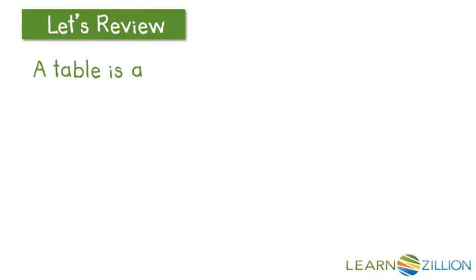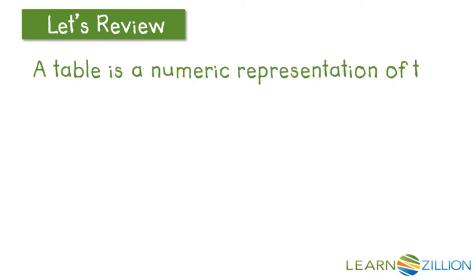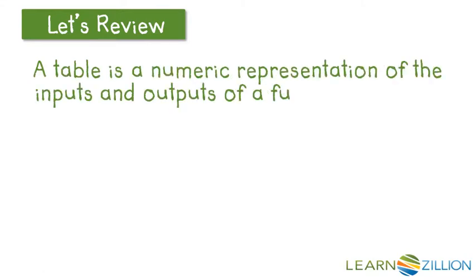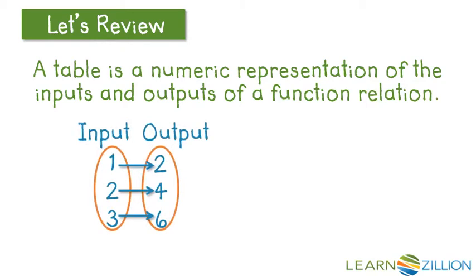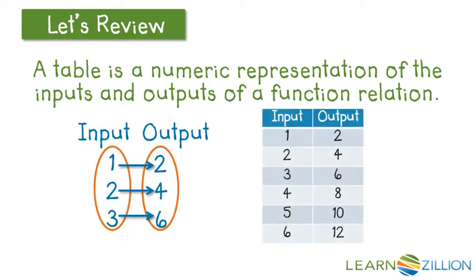Let's review. A table is a numeric representation of inputs and outputs of a function relation. Remember, there's four representations of any given function that you can make: a table, a numeric, algebraic, graphic, and verbal. So a table is just one, it's a numeric representation. So given these inputs and outputs, we can make a table.